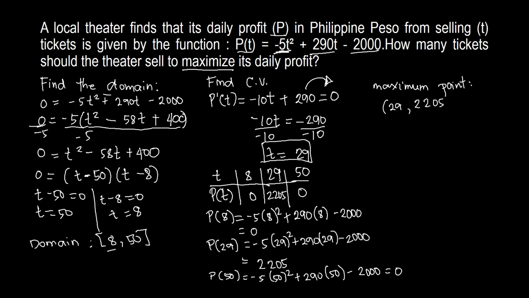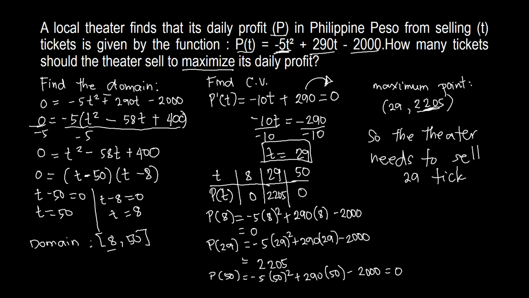So answering the question on the problem, how many tickets should a theater sell to maximize its daily profit? The maximum daily profit here is 2,205. To achieve that maximum profit, the theater needs to sell 29 tickets. So that is how you are going to solve your optimization word problem.